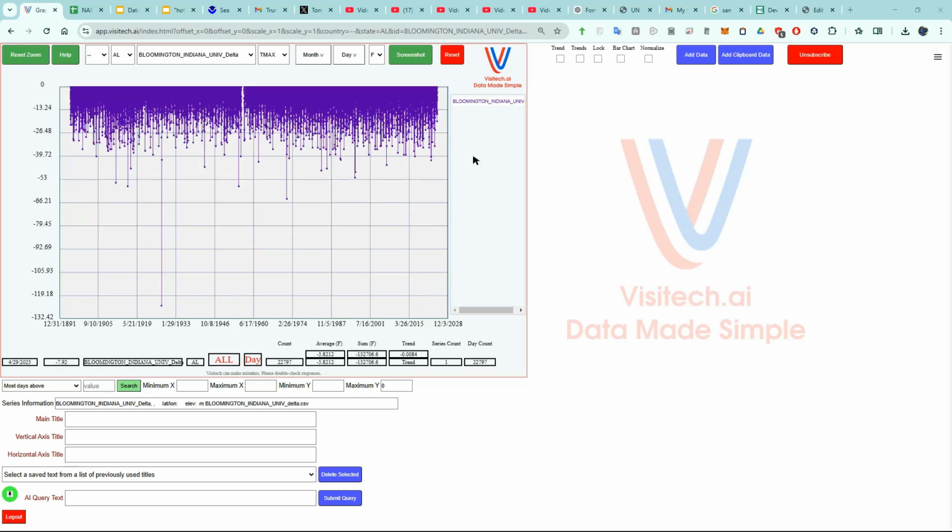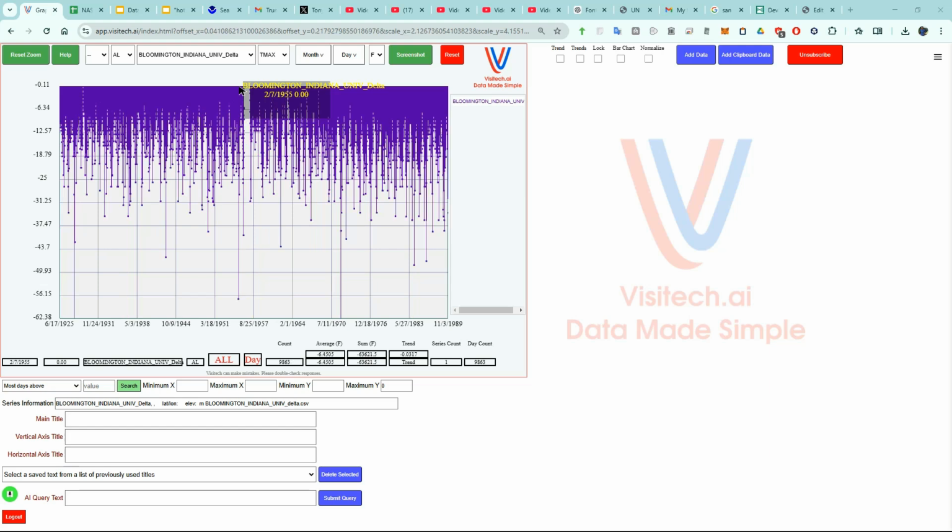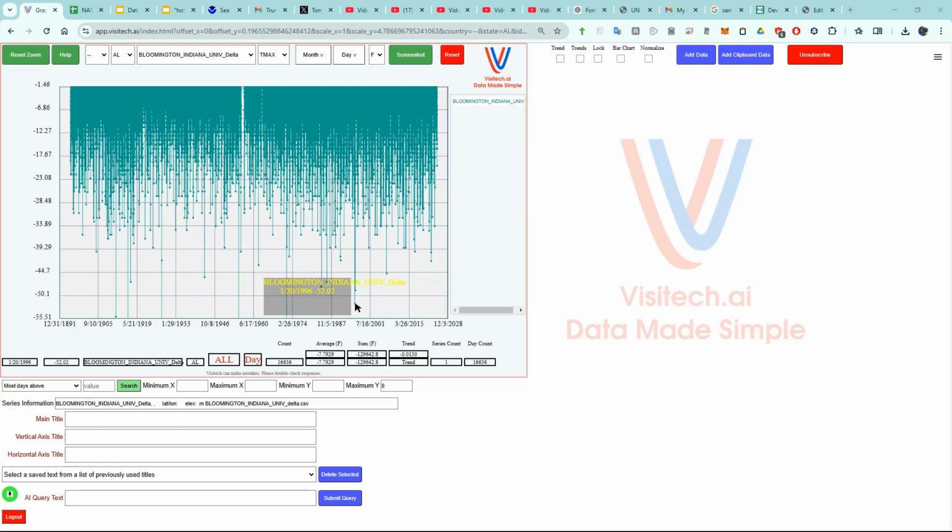Now I'm going to zoom down by holding the mouse cursor at the top, pressing the V key on the keyboard, and turning the scroll wheel. On January 20th, 1996, the maximum temperature at Bloomington was 52 degrees lower than the prior day.